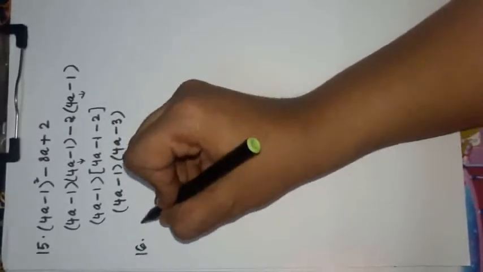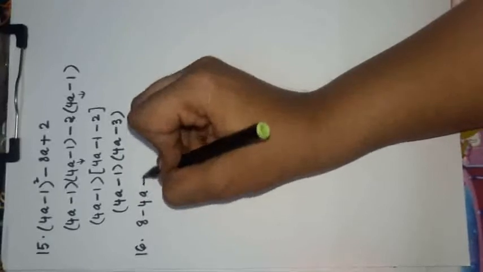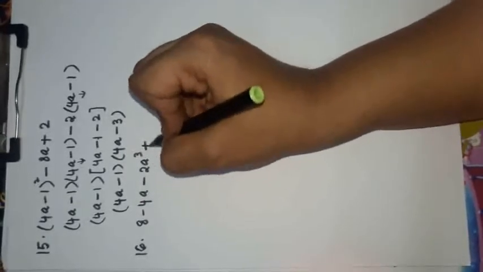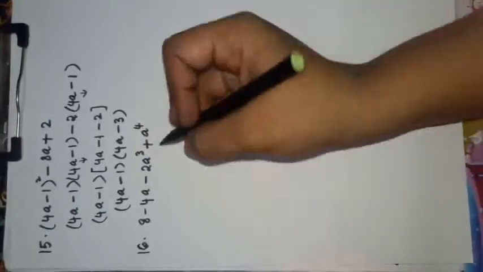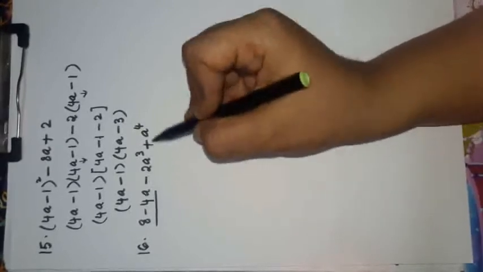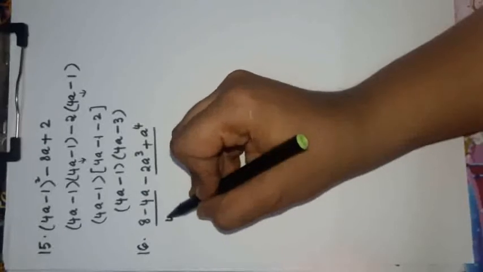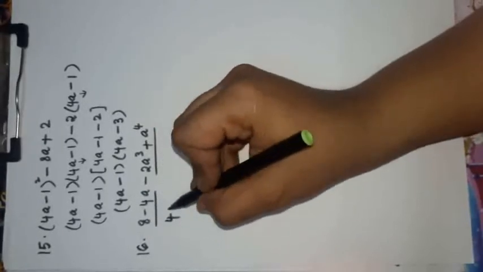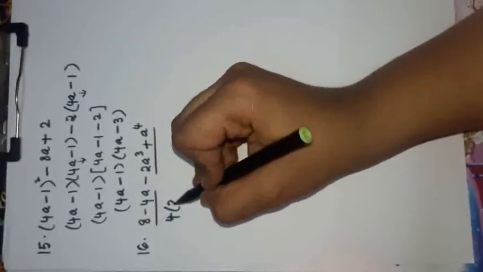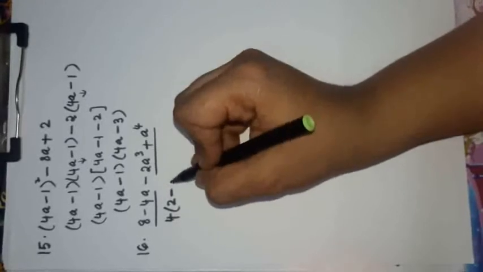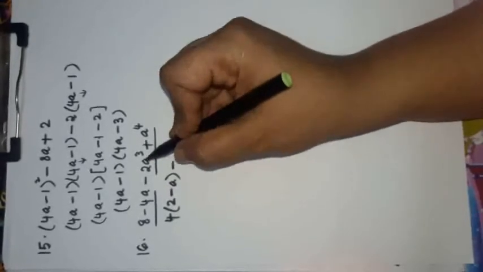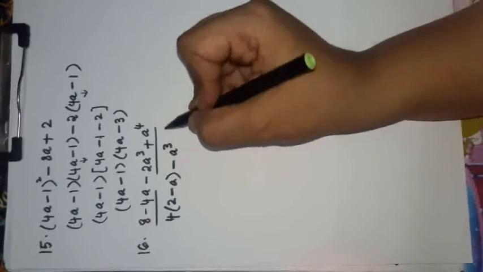Now 16th one, 8 minus 4a minus 2a cube plus a power 4. Again you see here these two terms, 8 and 4. So let us take 4 common. 4 2s are 8, 4 1s are 4. So 4 into 2 will be 8. Minus 4 already taken, a is remaining. Minus a cube, a power 4. So let us take a cube common.